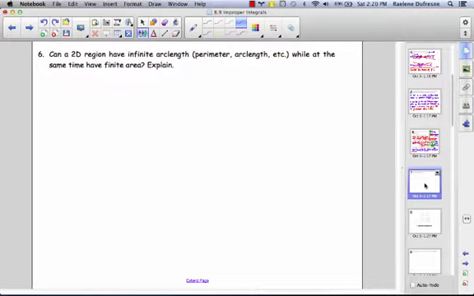In number 6, let's ask a question about a two-dimensional region. Can it have an infinite arc length, or perimeter, while at the same time having a finite area? Well, this question has its roots in what we call fractal geometry.